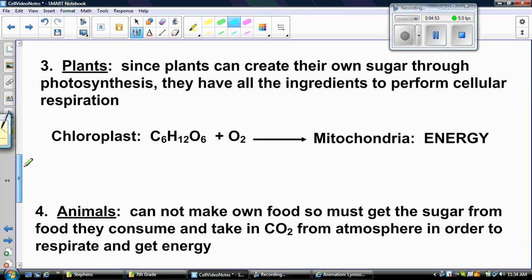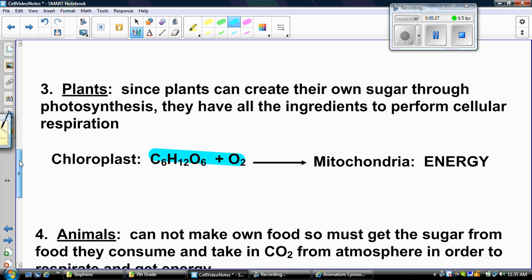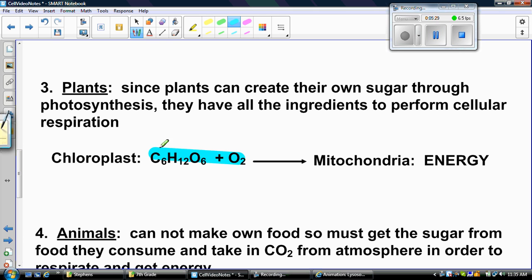So let's look at plants first. Since plants can create their own sugar, they don't need to take in sugar like we do from food. They can make their own sugar through photosynthesis. They have all the ingredients to perform cellular respiration. The chloroplasts have already made the sugar and the oxygen through photosynthesis, because remember, these were the products of photosynthesis. So plants already have the ingredients for cellular respiration. Plants can really do very well on their own. They don't really need us for a whole lot. They can do this all on their own.